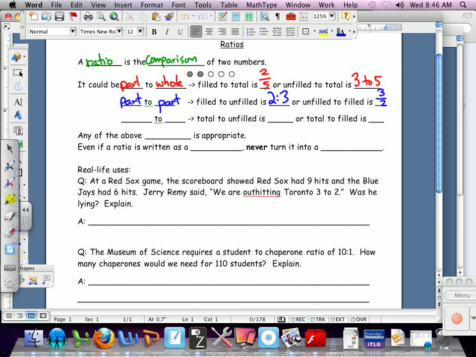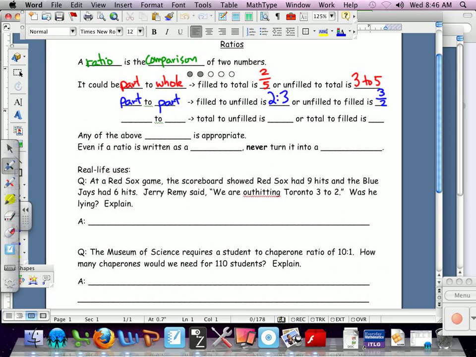3 to 2. Now notice, even though it's set up as a fraction, you would never, ever, never change this ratio to a mixed number. It's 3 to 2. You have to see the distinct numbers from the top and from the bottom. So you don't turn your ratios that are written in fraction form into mixed numbers.